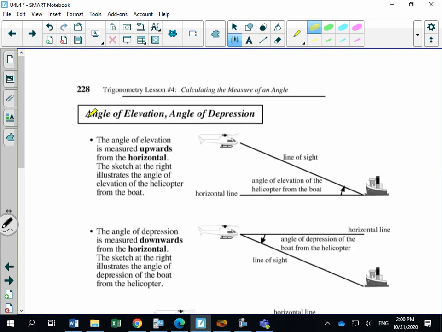Highlight angle of elevation and highlight angle of depression. Students are really good at trig, I find. And then this is where, if they're going to mess things up, it's going to be here. Okay, so here's what I want you guys to draw. Draw on your page a little stick person with an eyeball. Okay.